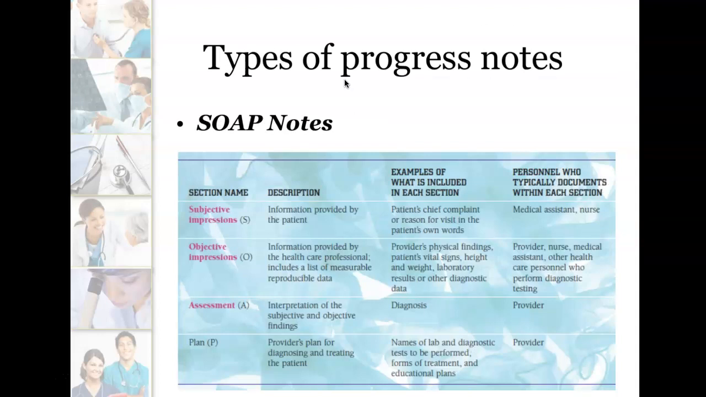A more popular and efficient note-taking technique is to use the SOAP method, standing for Subjective, Objective, Assessment, and Plan. The S, subjective impressions, are information that are provided by the patient, usually in their own words. The objective impressions, O, are information that are provided by healthcare professionals, including a list of measurable and reproducible data, things like vital signs or height and weight or lab results, and can be provided by the nurse or doctor or other healthcare professional performing a diagnostic test. A, assessment, is the interpretation of the subjective and objective findings, or in other words, the medical diagnosis by the provider. And lastly, P, plan, is the provider's plan for treating the disease or for follow-up tests that need to be done or follow-up treatments.